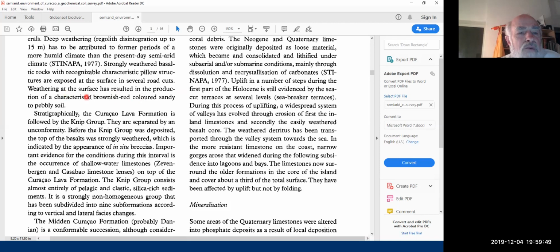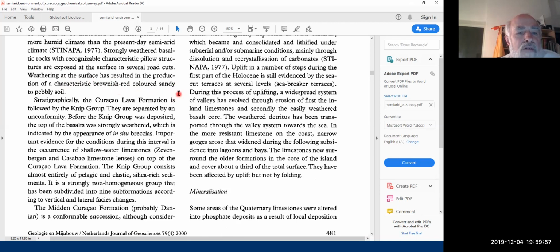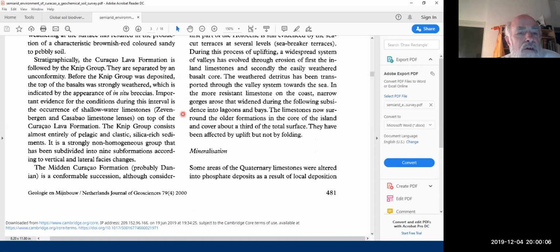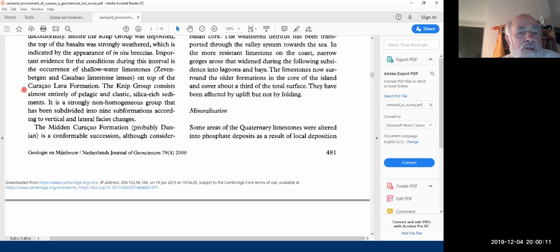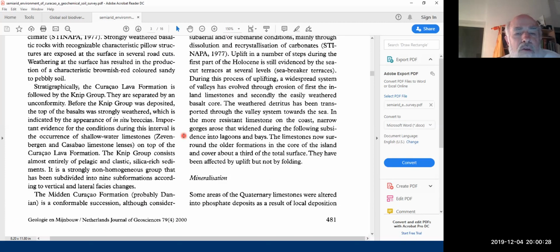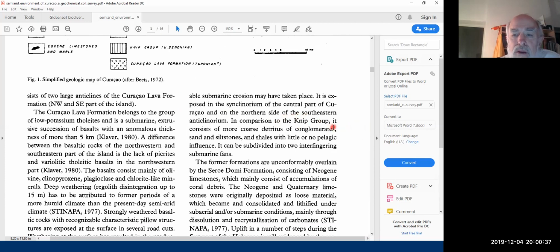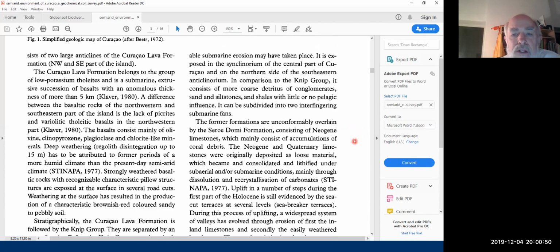Right. So then that surface weathering gives you this characteristic brownish red, sandy to pebbly soil. So that's probably what a lot of you have that are on the lava base. The next thing that happened was this Knip Group of stones on top of some of the lava, and then there's a bunch of other stuff in here. Pelagic means open ocean, clastic means little bits and pieces, fragments of sediments, and there's a lot of differences within it. And then the Midden Curaçao is, again, fragments of stones eroded from someplace, some deposition from the ocean environment. But it also formed basically underwater.